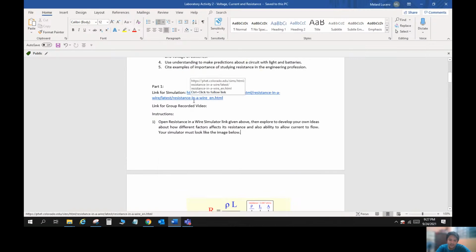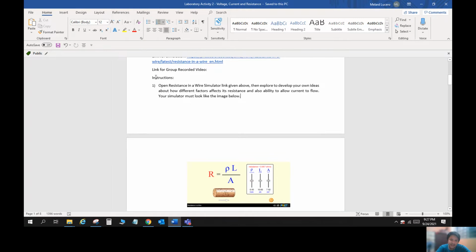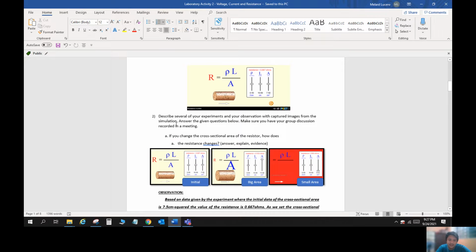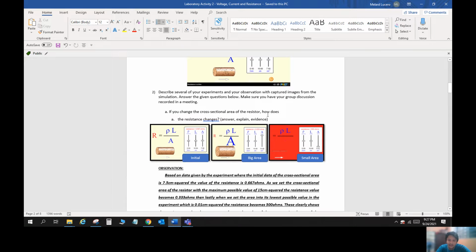So let us do instruction number one. Open the resistance in a wire simulator link given above. Just like what we have done, explore to develop your own ideas about how different factors affect its resistance and its ability to allow current to flow. Your simulator must look like the image below. So basically we are right on our first steps. Number two: describe several of your experiments and your observations with captured images from the simulation, and answer the questions below.